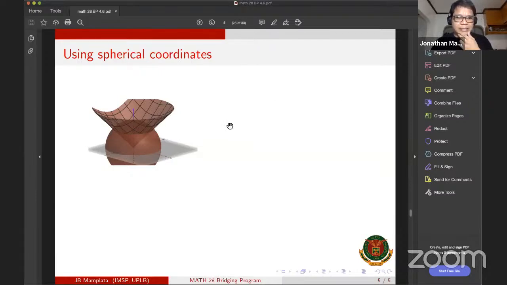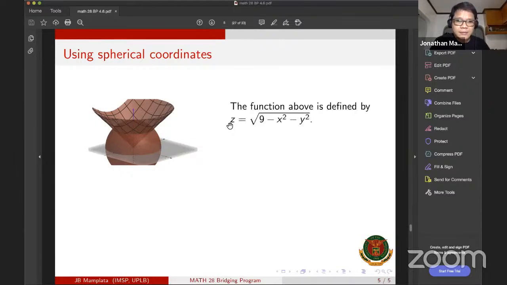Okay, anyway, since hindi naman ito necessary, pero ipakita ko na lang din, yung function above natin is defined by the sphere. Take note, the equation of the sphere is x squared plus y squared plus z squared equals 9. Pag kinonvert natin into spherical coordinates, this should be rho equals 3. Okay?